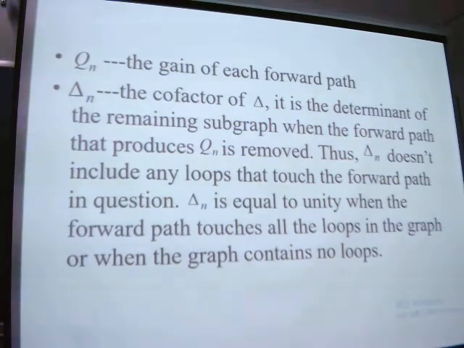The cofactor of delta is the determinant of the remaining subgraph with the forward path that produces Pk removed.